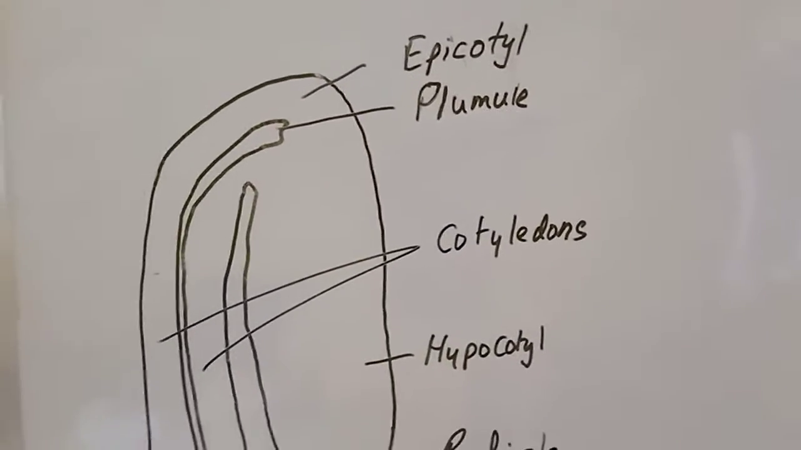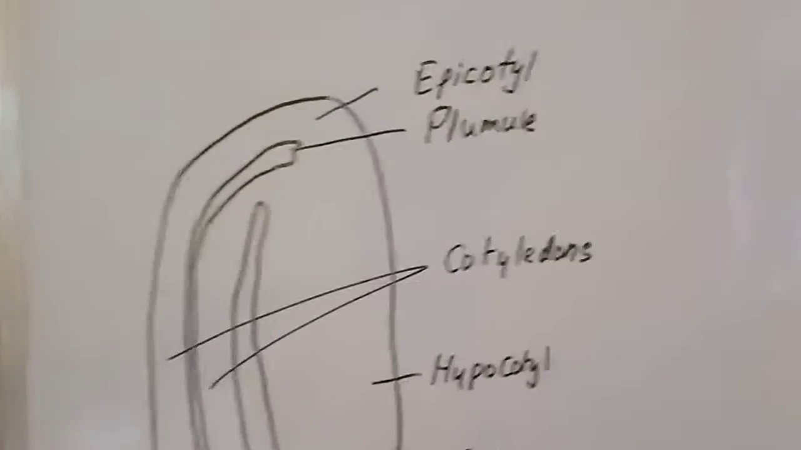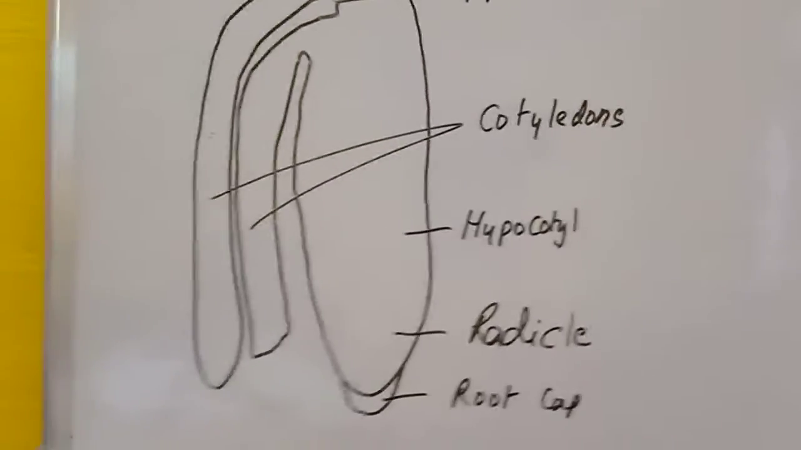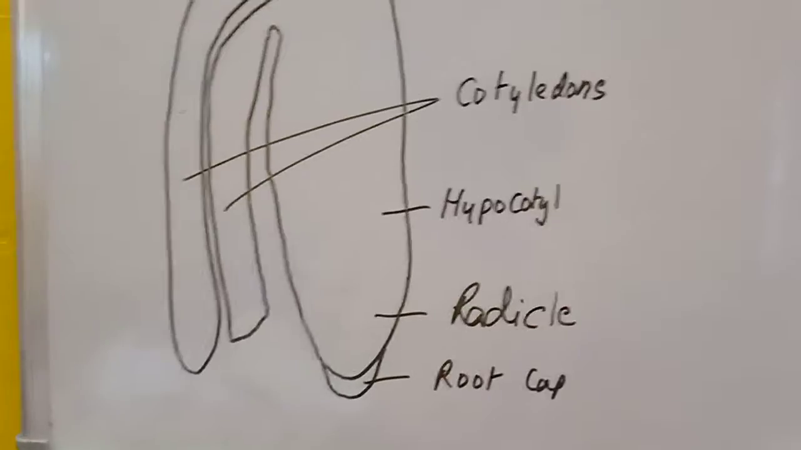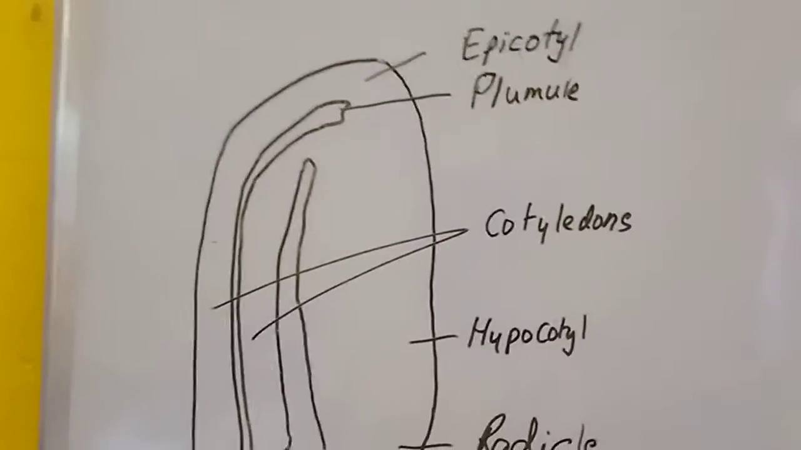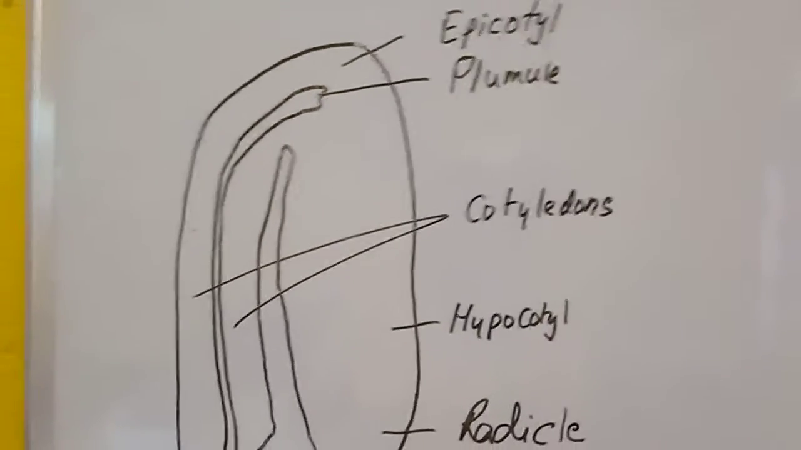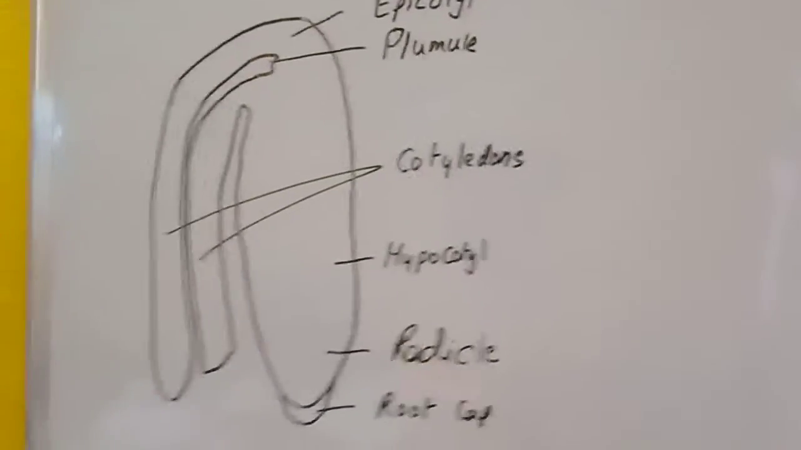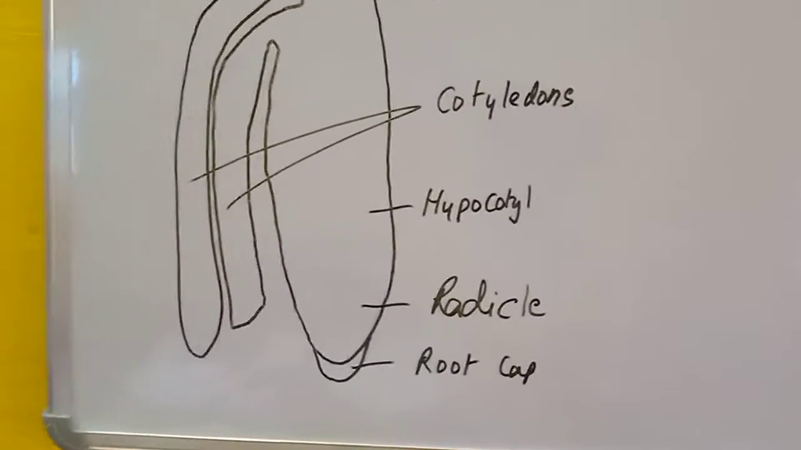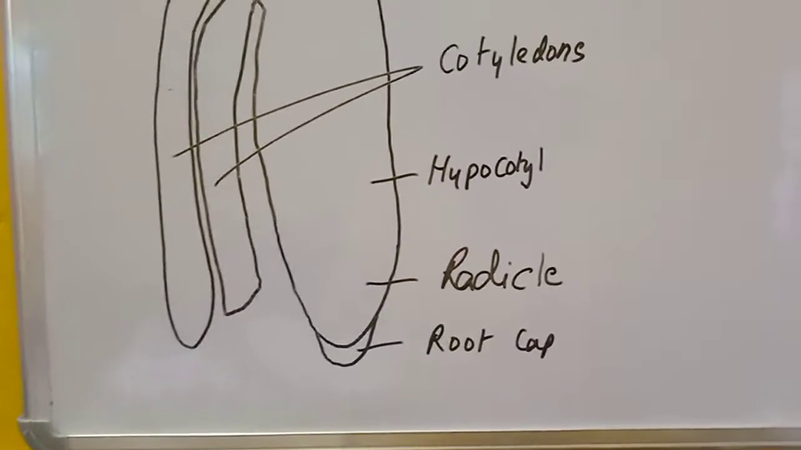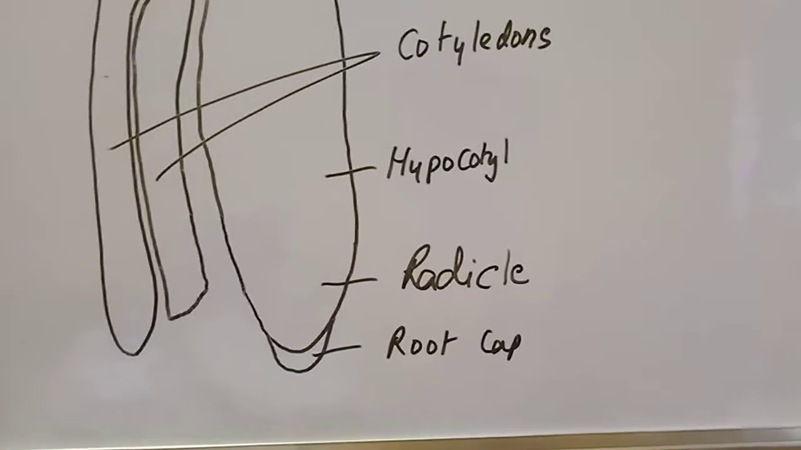A typical dicotyledonous embryo consists of an embryonal axis and two cotyledons. You can see here in this figure. The portion of embryonal axis above the level of cotyledon is called epicotyl, which develops into plumule or baby shoot. The cylindrical portion below the level of cotyledon is the hypocotyl, which develops into radicle or root tip.